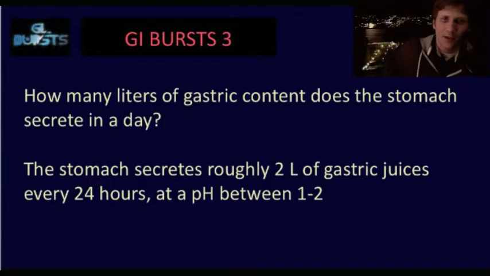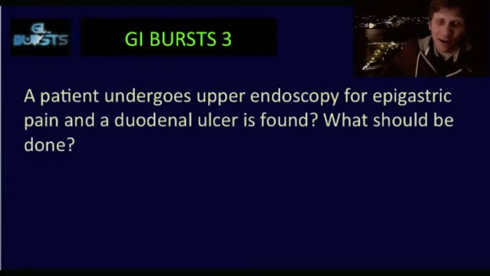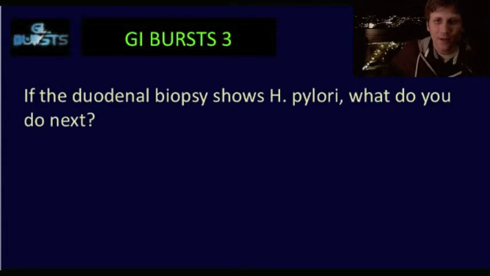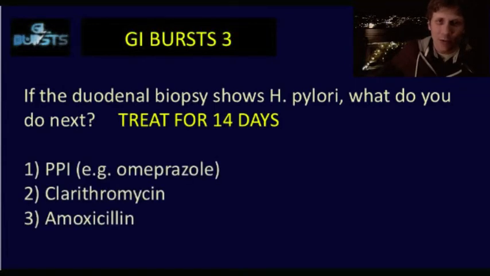All right, a patient undergoes upper endoscopy for epigastric pain and a duodenal ulcer is found. So what should be done? A duodenal ulcer is found. What do you want to do? Yes, you get a biopsy. Now let's say the biopsy comes back positive for H. pylori. So what's the next best step? Treatment, right. So you want to treat with number 1, a PPI, such as omeprazole, number 2, clarithromycin, and number 3, amoxicillin. So do this for 14 days.